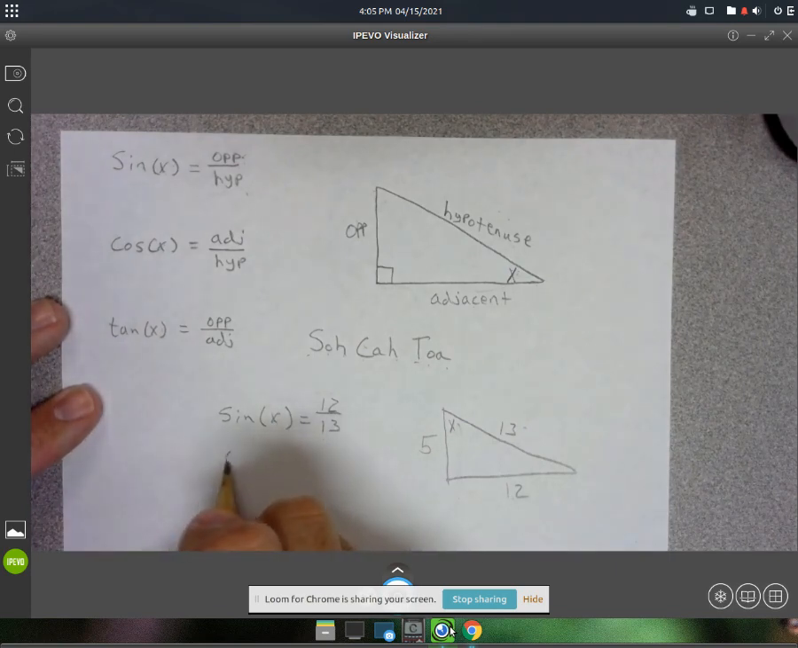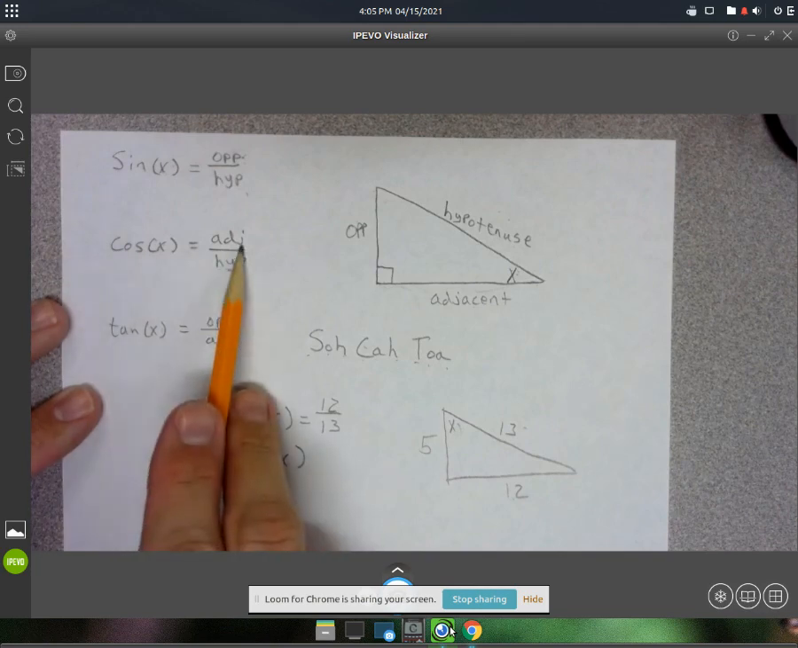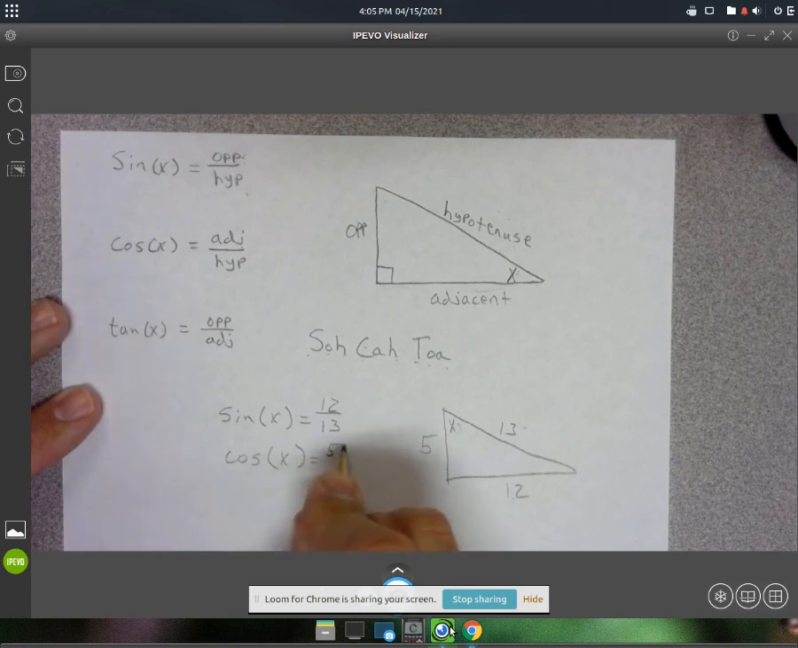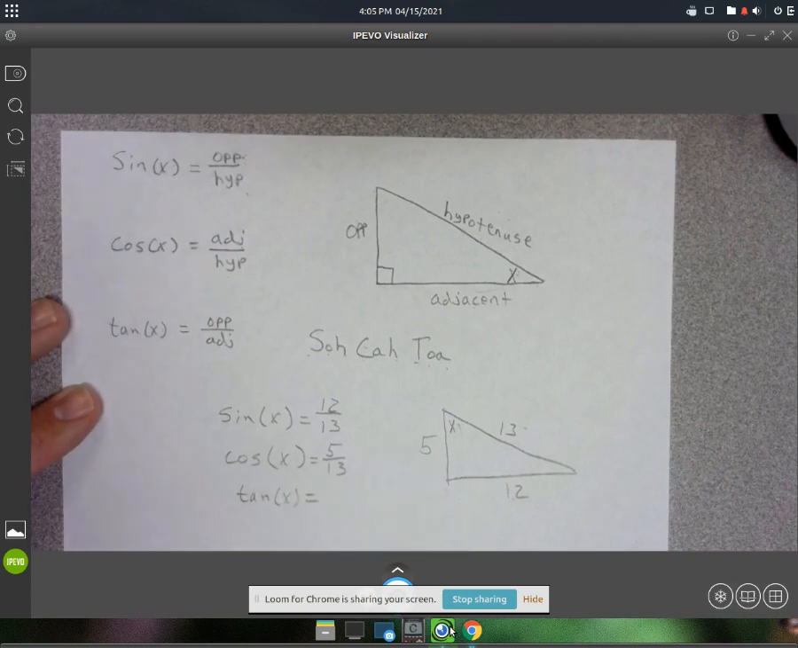Okay. Cosine would be adjacent over hypotenuse. From here, the adjacent side would be 5, so cosine would be 5 over 13. And then tangent of x would be opposite over adjacent, so it'd be 12 over 5.